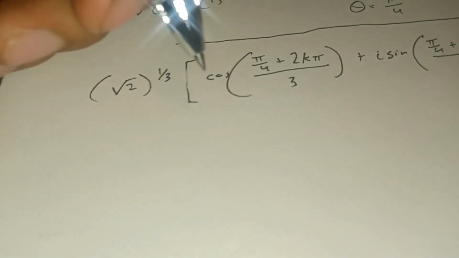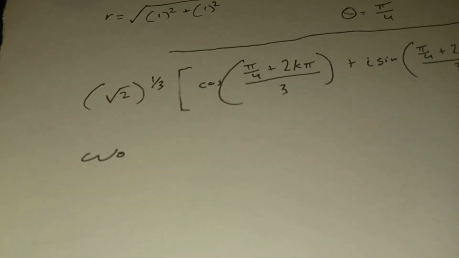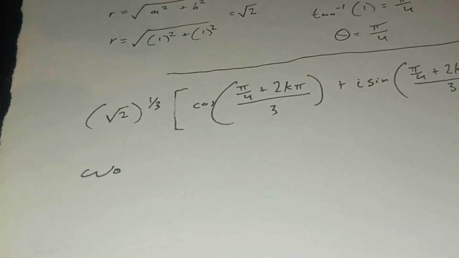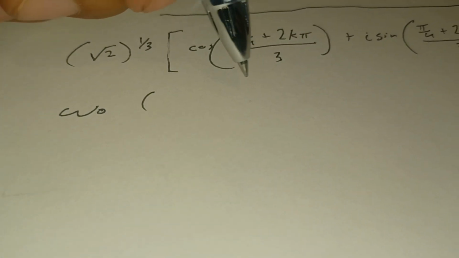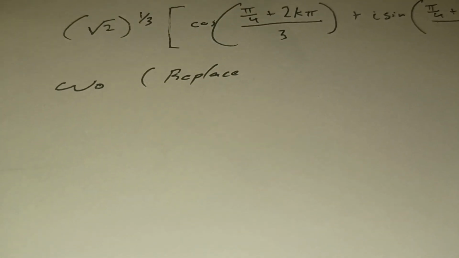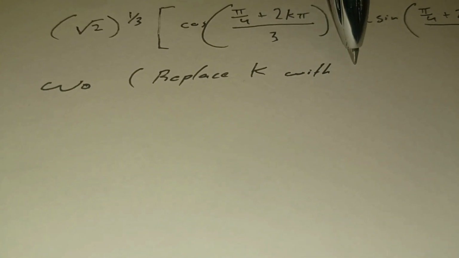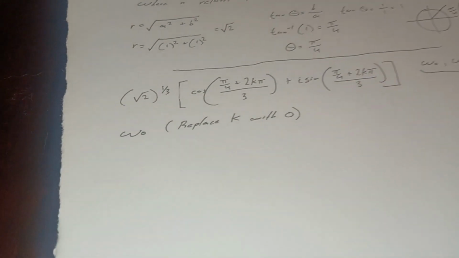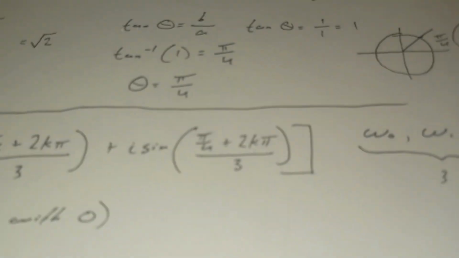Let's solve for the first w, so w of 0. That means we're going to replace k with 0. Just a little note: replace k with 0. All right. So, before we move on, let's first solve for the square root of 2 to the 1/3 power. So let's go ahead and solve that.